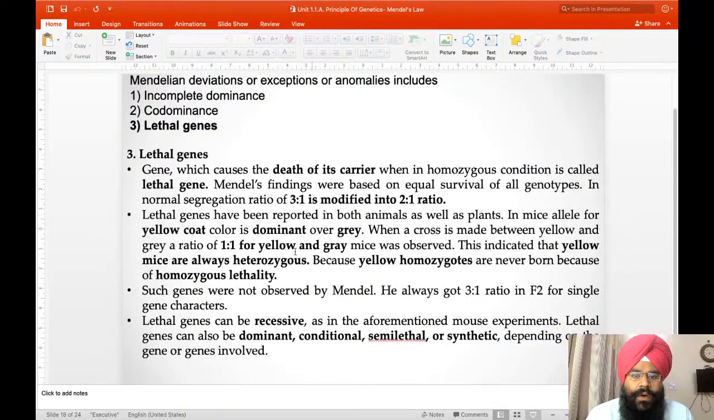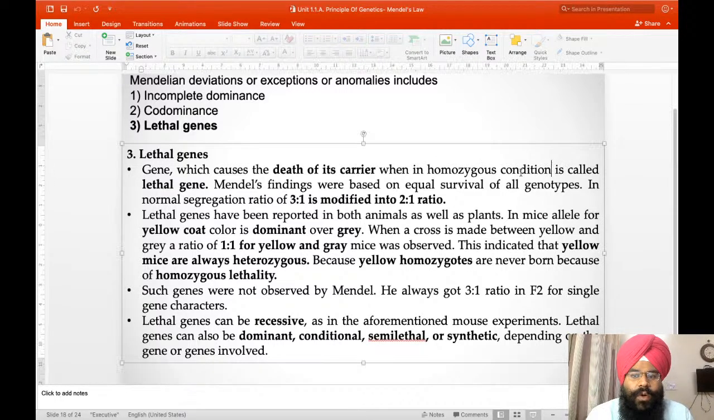The genes which cause the death of their carriers when present in homozygous conditions are called lethal genes. That is, they can be in the capital form or the small form also. Mendel's findings were based on the equal survival of genotypes in normal segregation. The 3:1 ratio is modified into 2:1. Most of the time we saw a 3:1 ratio, but now we saw a ratio of 2:1. That is, two were surviving, one was dying.